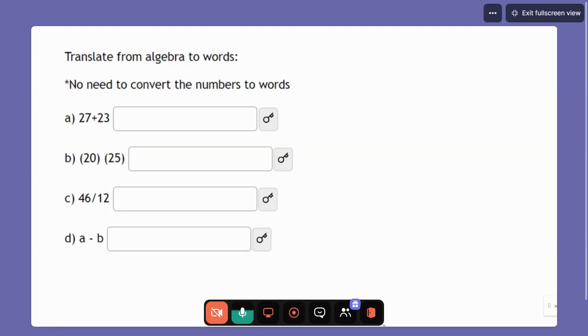So in this first one, we see it's 27 plus 23. Well, quite literally, we're going to simply change that plus sign into the word plus. So 27 plus 23. That's all it's asking for there.